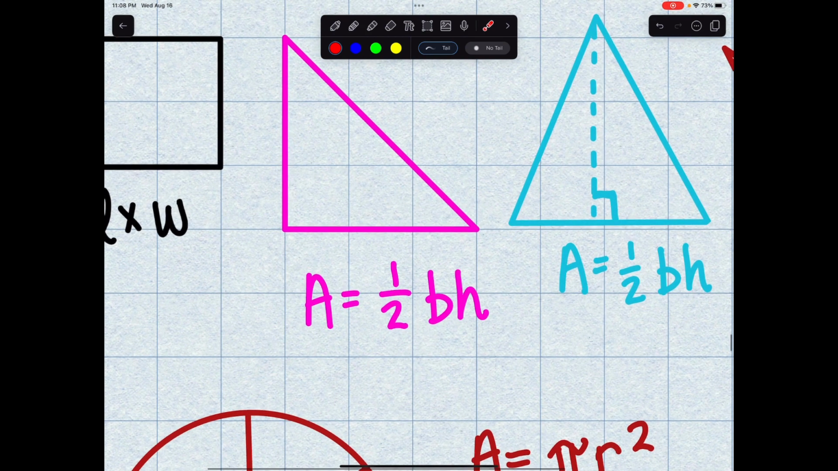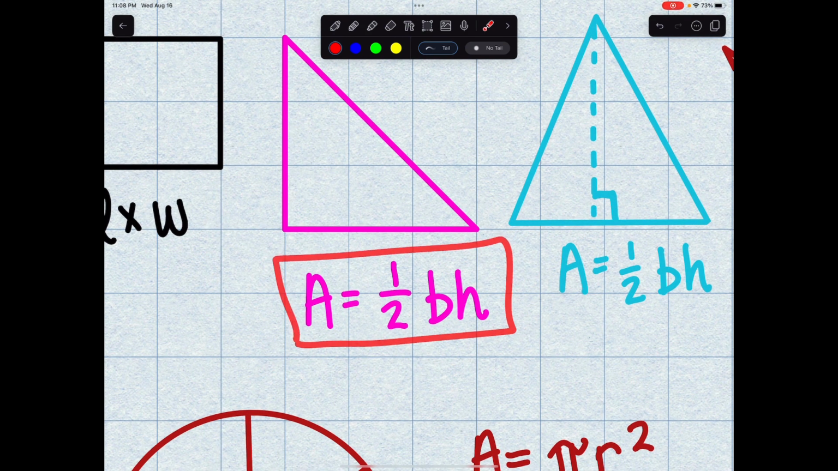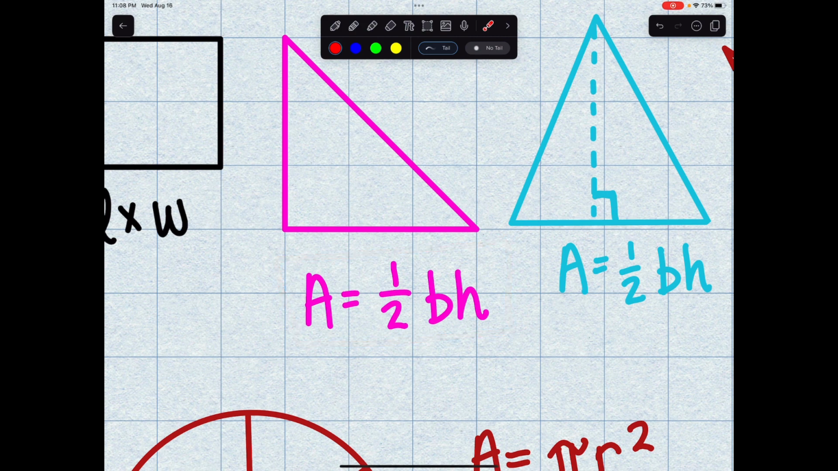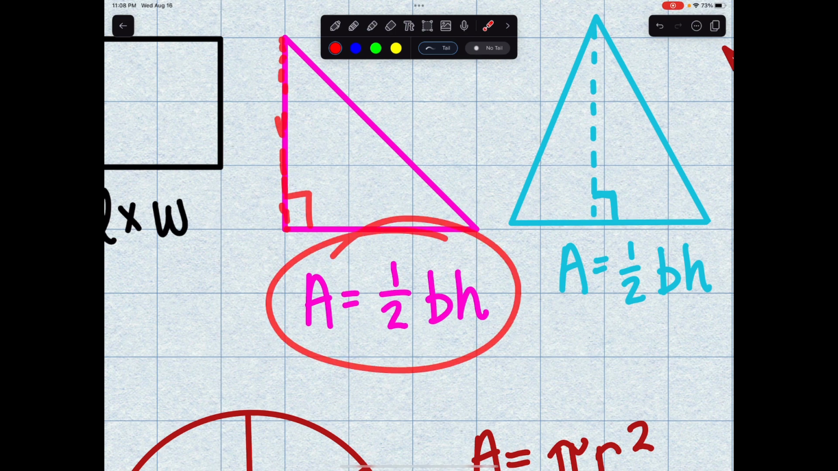What about the area of a triangle? 1/2 the base times the height. This should be dripping off your tongue. This is the base. What's the height? The height is where it's 90 degrees up to the top of that other line. 90 degrees. So 1/2 the base times the height.